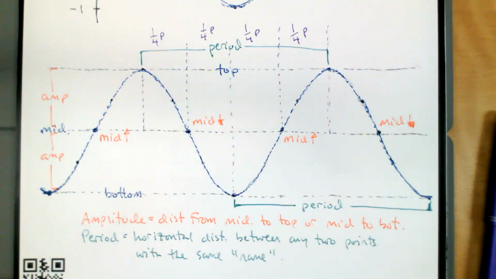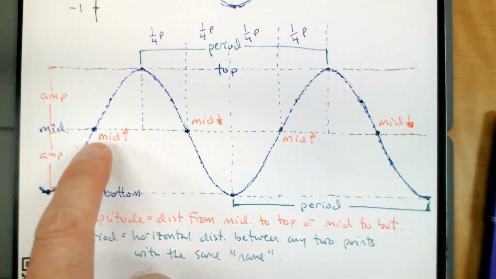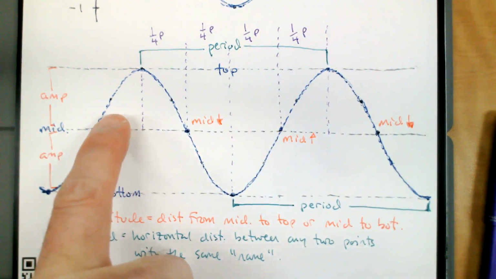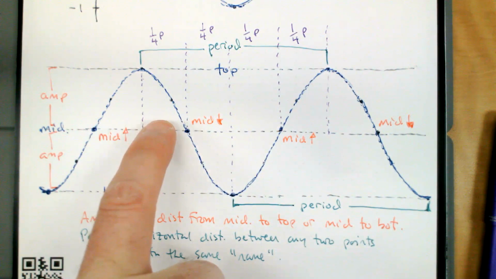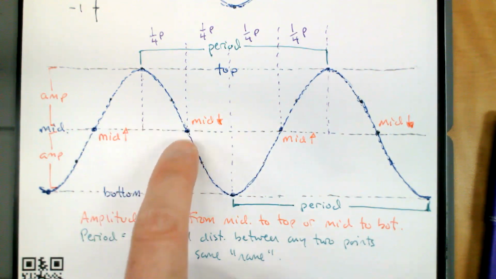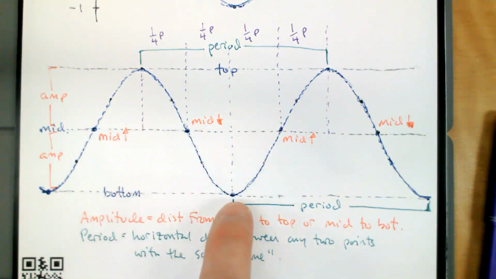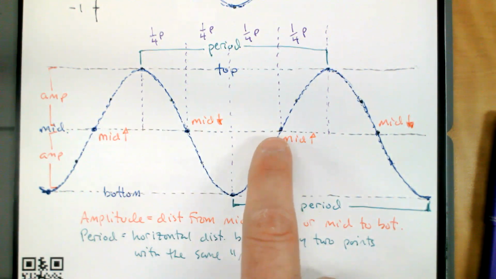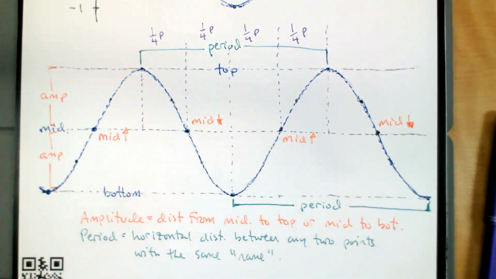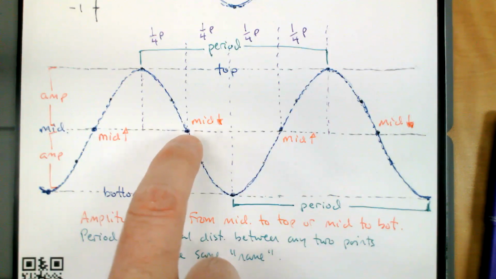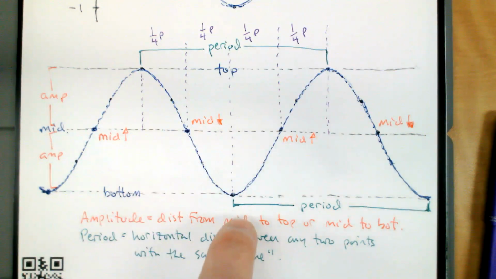Sine starts off at the middle going up. So from the middle going up to the top, that will be the first quadrant. From the top to the middle going down will be the second quadrant. From the middle going down to the bottom will be the third quadrant. And then from the bottom back to the middle going up, that'll be the fourth quadrant. So each of these named points is a quarter of the period apart. So if the period is 12, it'll be 3 horizontally from the top to the middle going down, 3 from the middle going down to the bottom, and so on.